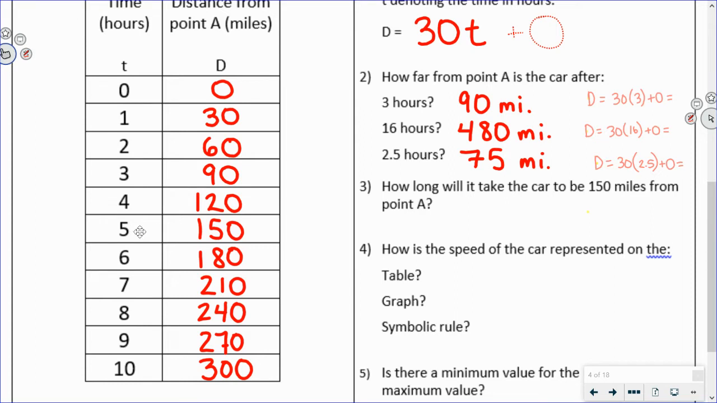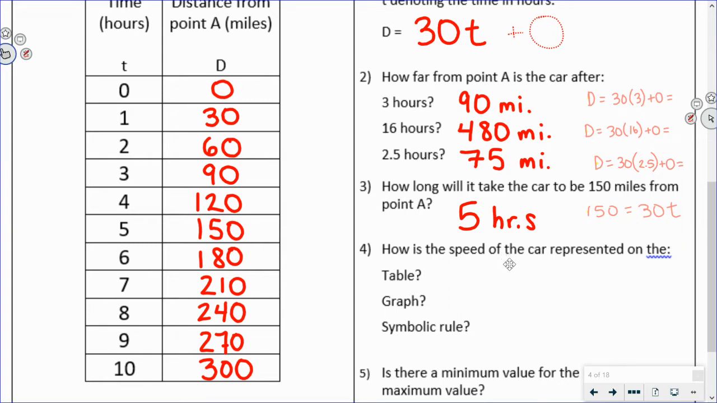Oh, snap, here we are right on the table again. Took 5 hours. Now, you may use the equation, but in this case, it is the d, distance, that is known. Substitute 150 in for d and solve for t. If you divide both sides by 30, you'd still get 5.